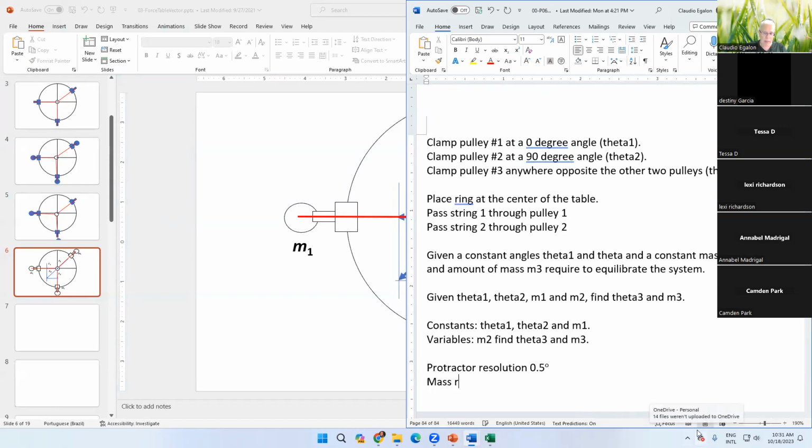The masses are measured with the same scale that we used before, having a resolution of 0.01 grams, or 0.12301 kilograms, five decimal places.